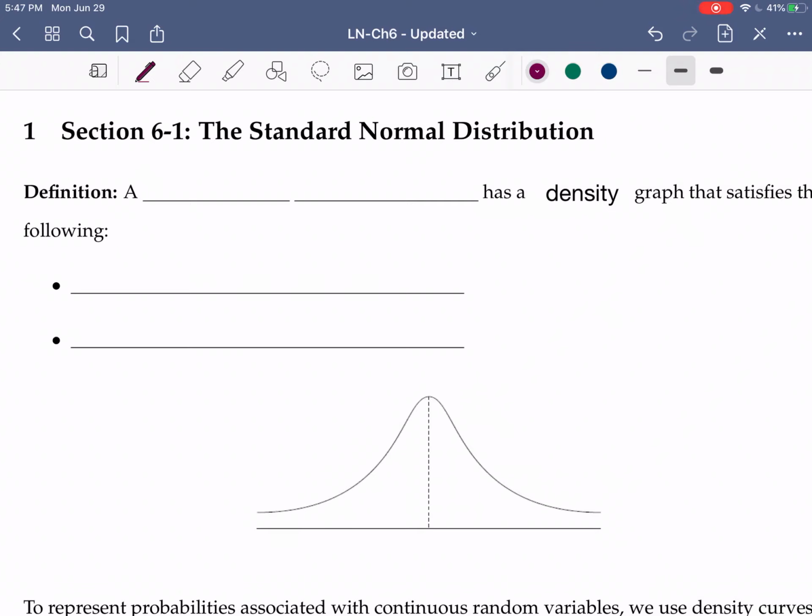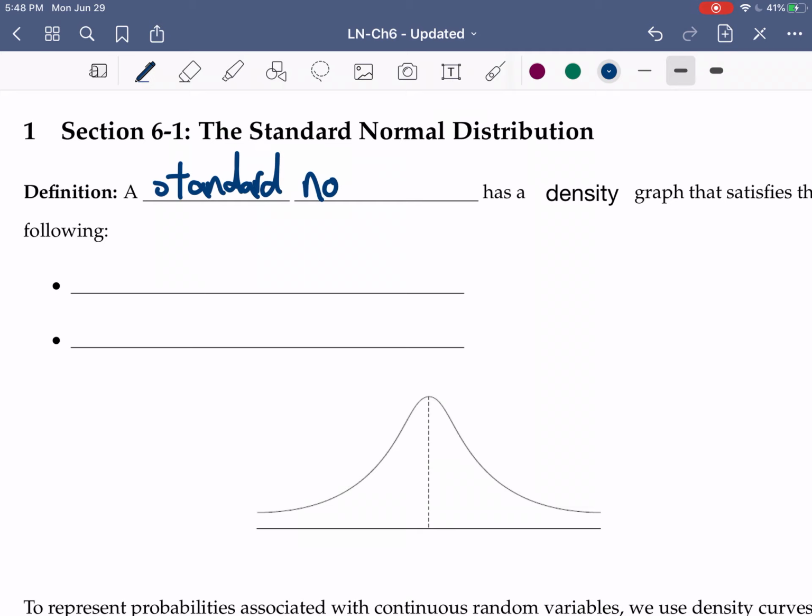In this video, we're going to start looking at continuous distributions, so distributions of random variables that are continuously distributed instead of discrete distributions. The binomial distribution and Poisson distribution, those were discrete distributions. But something like a standard normal distribution, that would be a continuous distribution. And so what is a standard normal distribution?